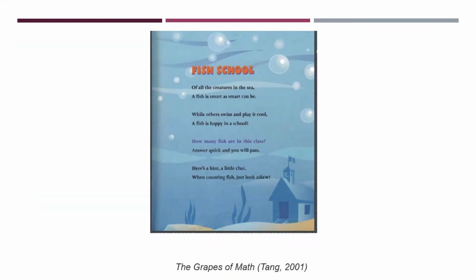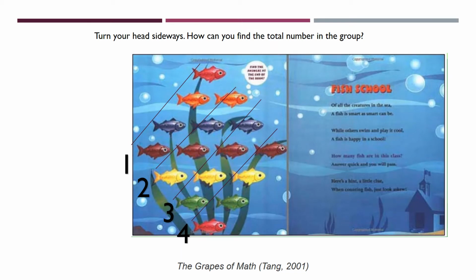Fish School. Of all the creatures in the sea, a fish is smart as smart can be. While others swim and play it cool, a fish is happy in a school. How many fish are in this class? Answer quick and you will pass. Here's a hint, a little clue. When counting fish, just look askew.